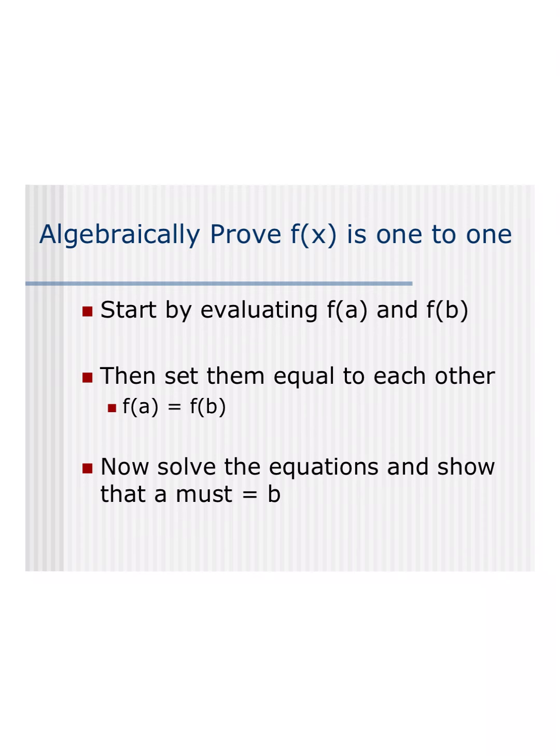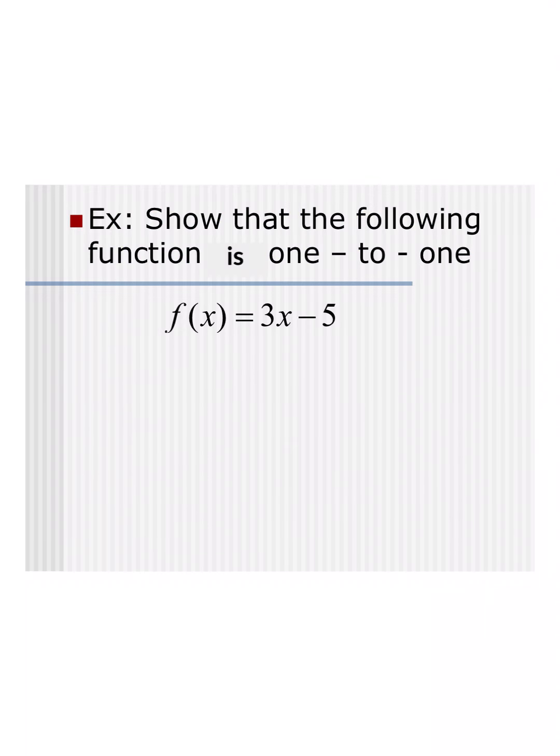What this means is that by getting a equals b, we can't plug in two different x values to get the same y value. The x values actually end up being the same, which proves our function has to be 1-to-1.